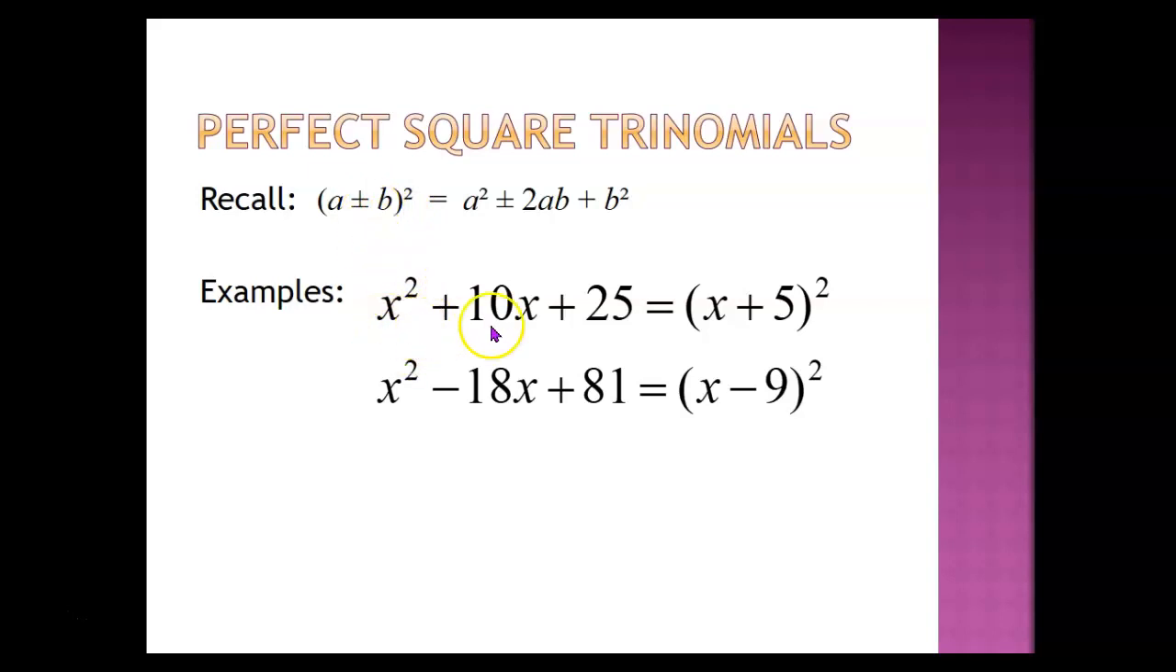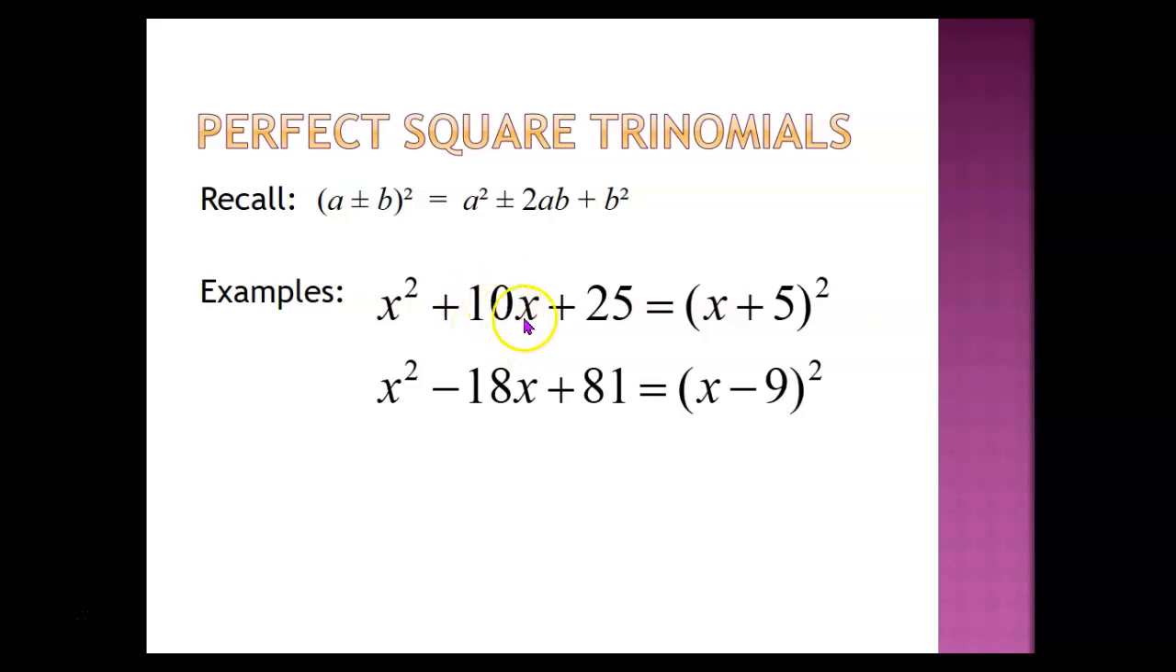So for example, x squared plus 10x plus 25 is equal to (x plus 5) squared. That is, it's equal to (x plus 5) times another (x plus 5) if you multiply it out. And x squared minus 18x plus 81 is equal to (x minus 9) squared. We did talk about this way back in the chapter on factoring. And notice the pattern here and the relationship among the various parts.